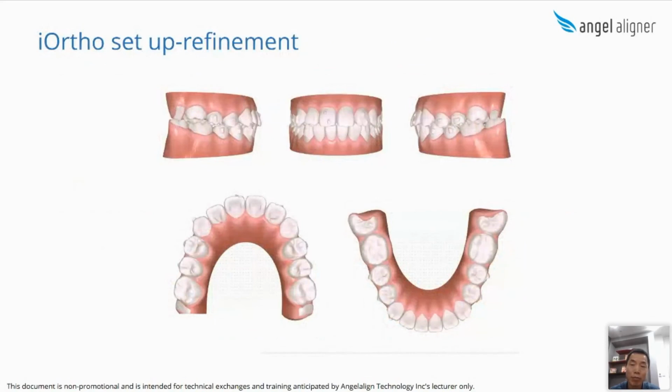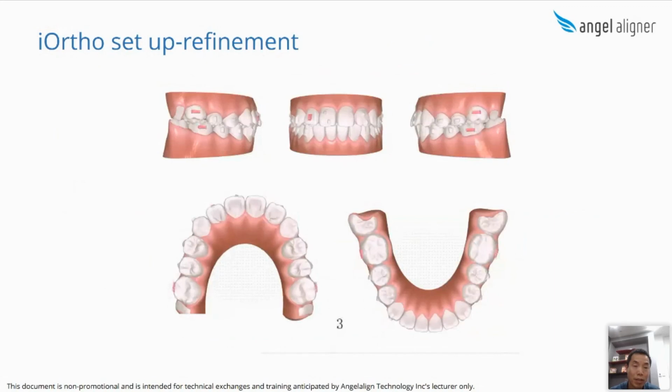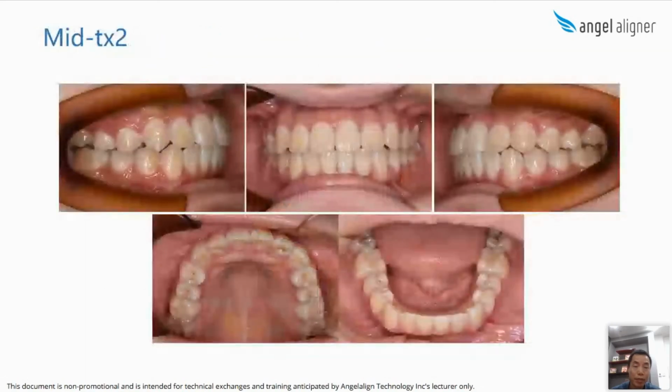So we start a refinement. The lower anterior teeth intrusion and posterior teeth extrusion were also designed for the refinement. Some extrusion of some posterior teeth and intrusion of the lower anterior teeth. Intrusion, not so much. Open bite of posterior teeth improved.